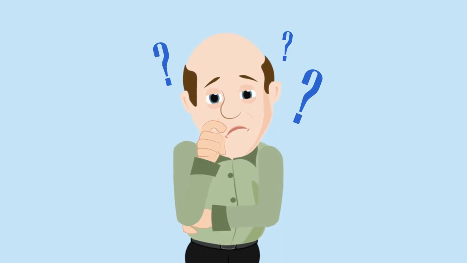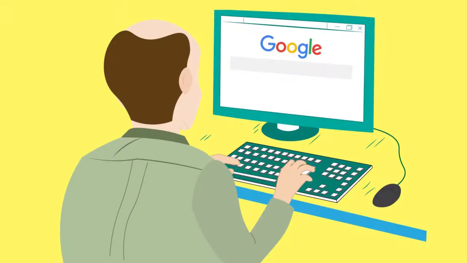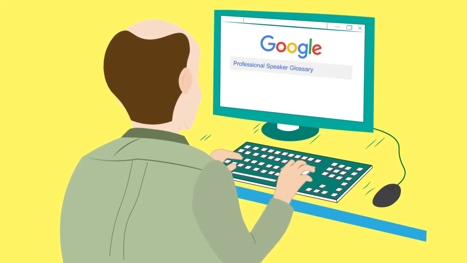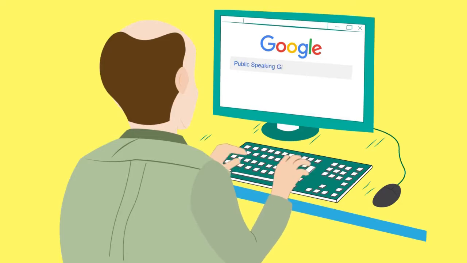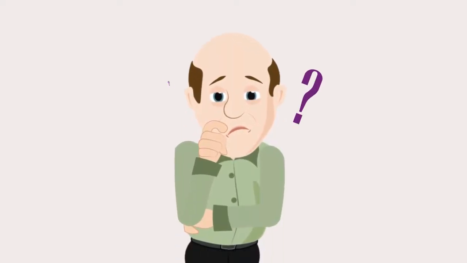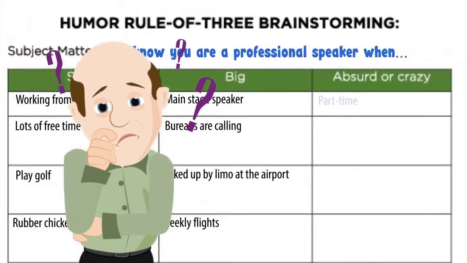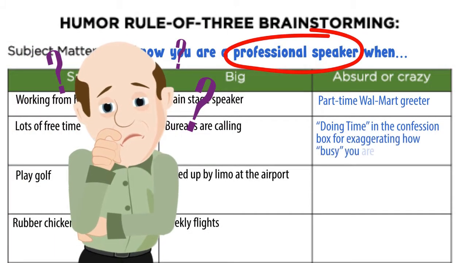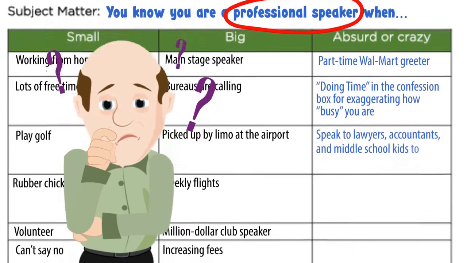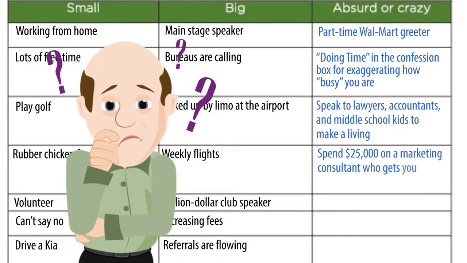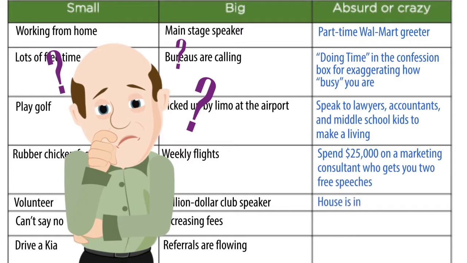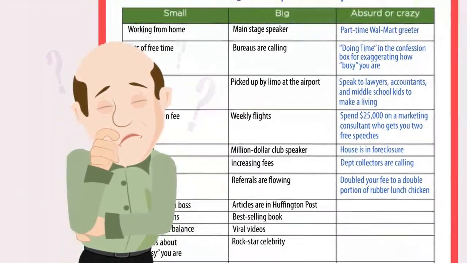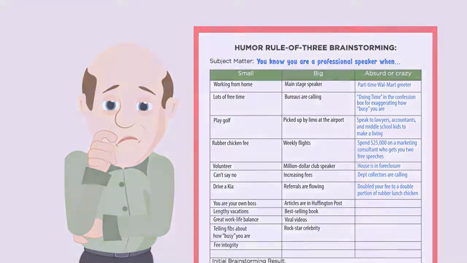And we can also follow the same strategy as we did for the small items and do a Google search using search words professional speaker glossary or public speaking glossary. Next, we're going to fill in the right-hand column titled absurd or crazy. We're going to brainstorm the words professional speaker to come up with as many absurd or crazy items as possible. And once again, we type in what immediately comes to mind. And this is where we let our minds wander and try and come up with weird and crazy stuff.